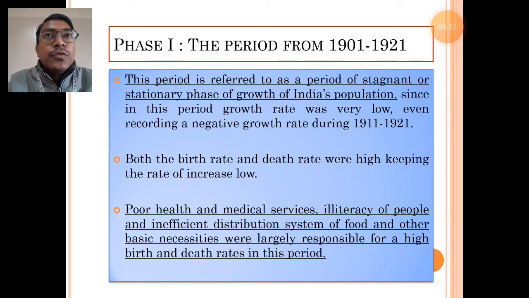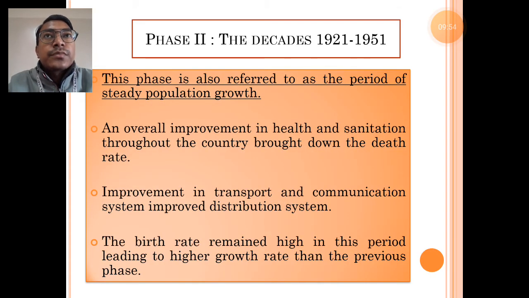Next, let us move to the second phase, phase 2. This is the second phase of population growth, and in this phase the population growth was almost steady. This phase is also referred to as the period of steady population growth, because in this time period the population growth started increasing rapidly.